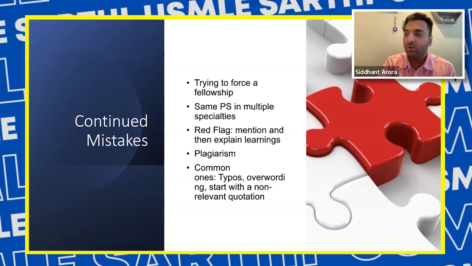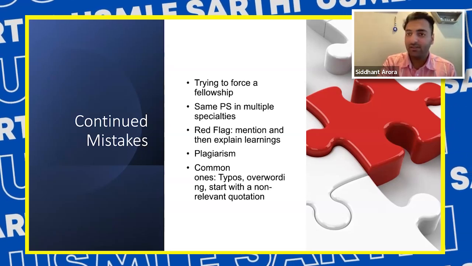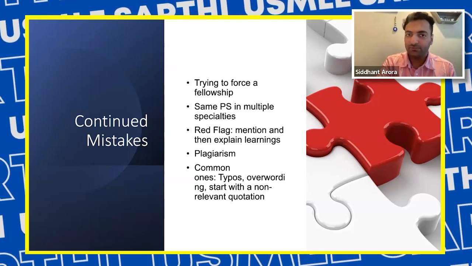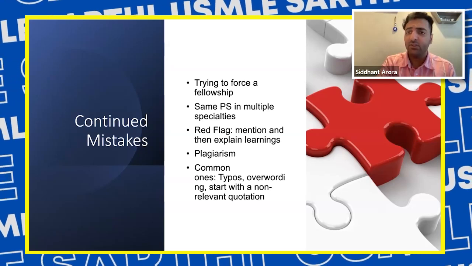Think about it. It's not going to be like, oh, this guy's so clear about 8 years down the line, so I should take it. It's not like that. If you're not so sure, it's absolutely okay. So don't force it. Multiple specialties, even if it's internal medicine, family medicine, those are different.